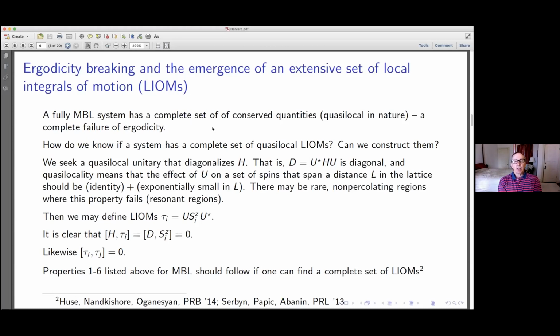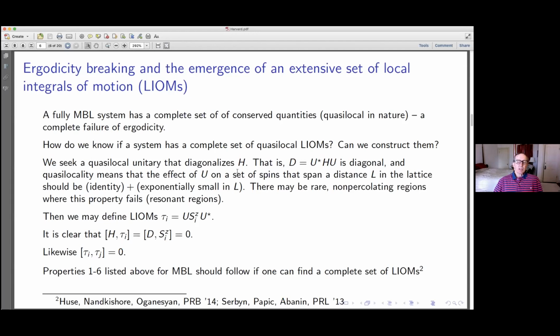So here we can say that this unitary U diagonalizes the Hamiltonian. What do we mean by quasi-locality then? It means basically that if U is operating on a set of spins in a non-trivial fashion that span a distance L in the lattice, then it should be very close to the identity up to exponentially small terms in L.